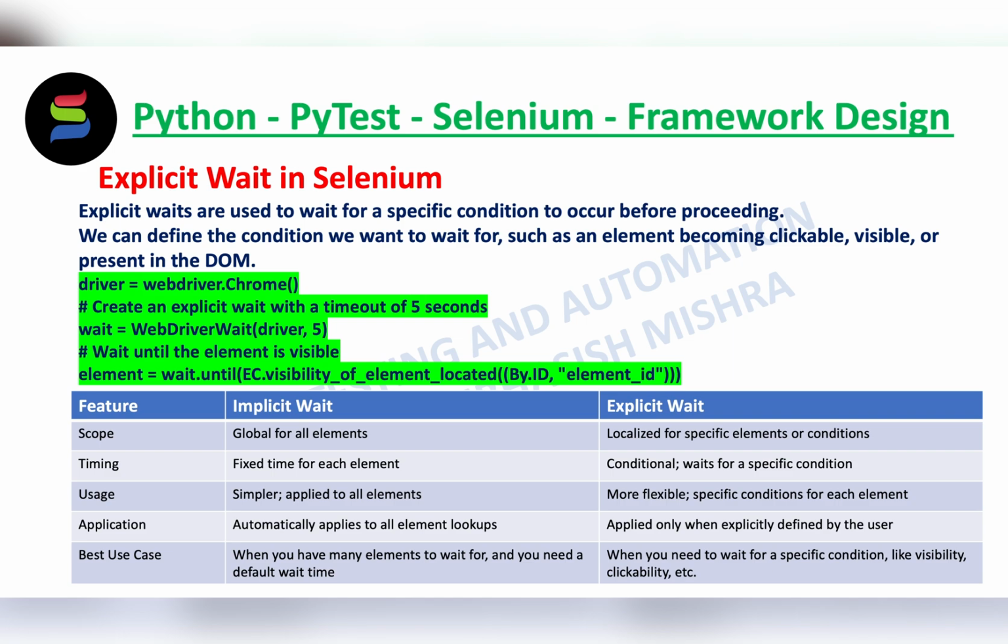Implicit wait automatically applies to all element lookups. Explicit wait is applied only when explicitly defined by the user. The best use case for implicit wait is when you have many elements to wait for and you need a default wait time, whereas the best use case for explicit wait is when you need to wait for a specific condition like visibility, clickability and so on.